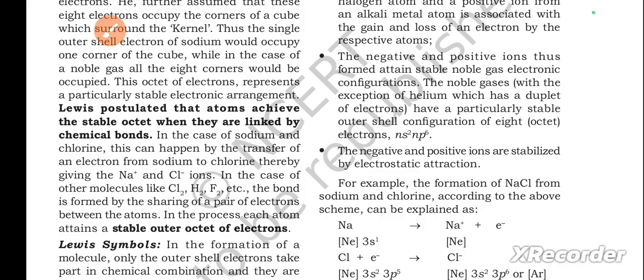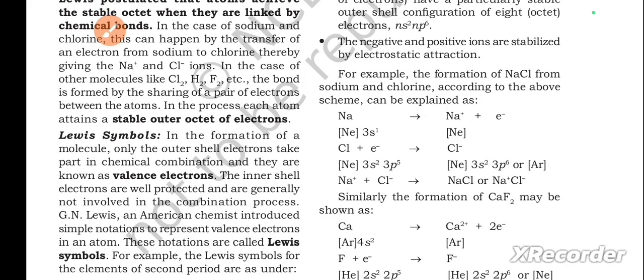The noble gases, with the exception of helium, which has a duplet of electrons, have a particularly stable outer shell configuration of 8 octet electrons, ns2 np6. The negative and positive ions are stabilized by electrostatic attraction.